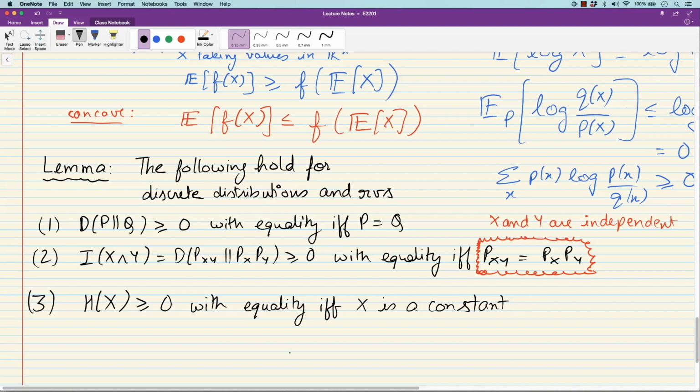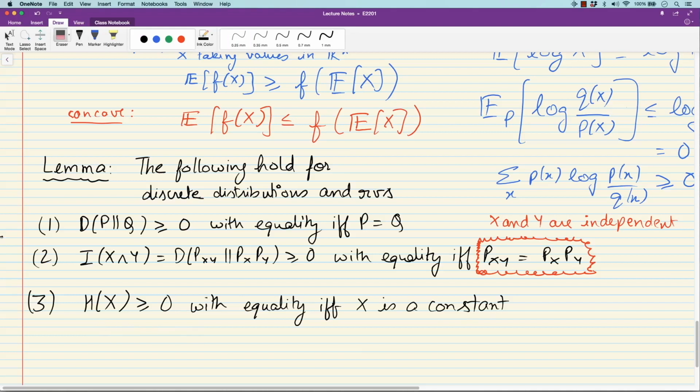There's another way of seeing it. Note that this H(X) is equal to the mutual information between X and itself. And when is a random variable independent of itself? When it is constant. So you can get this from property 2 itself.